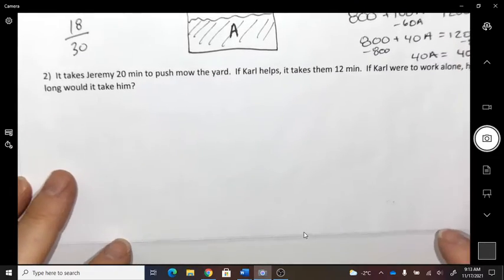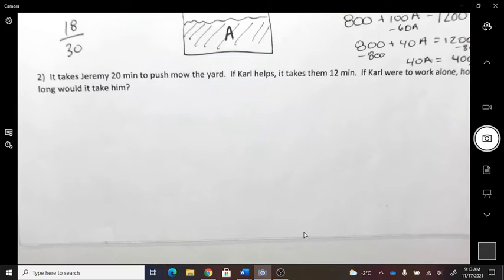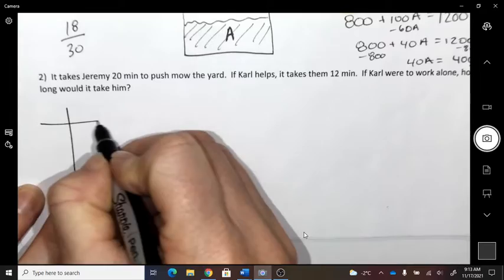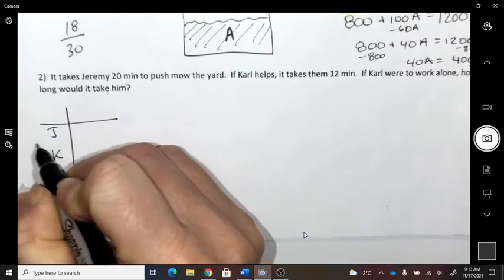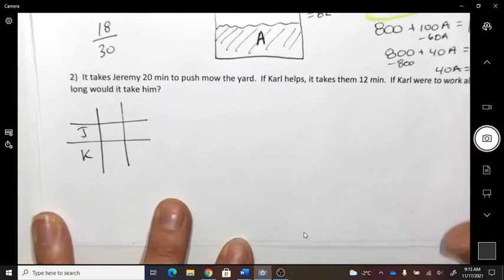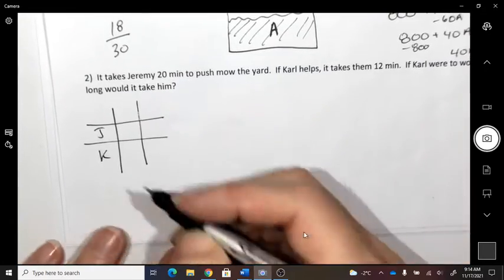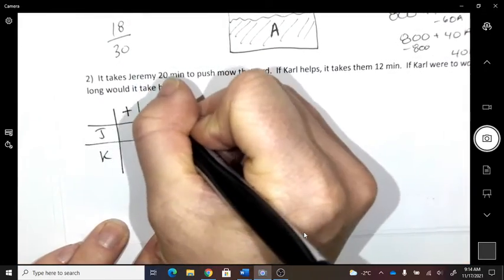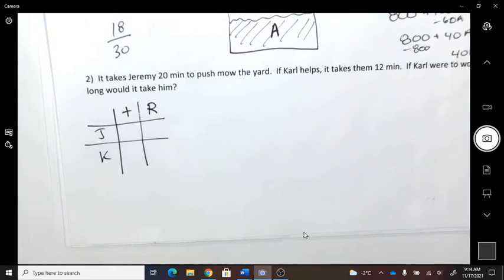Next question. It takes Jeremy 20 minutes to push mow a yard. If Carl helps, it takes him 12 minutes. If Carl were to work alone, how long would it take him? Okay, so here's what we're going to do. Jeremy and Carl, we're going to talk about two items here called time and rate.